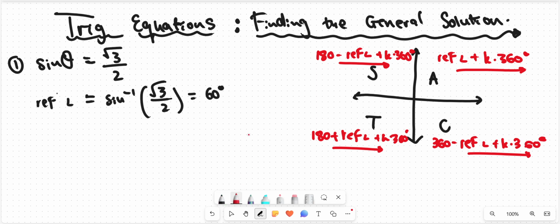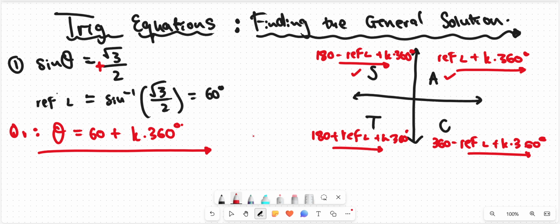Then I need to decide where is my ratio positive, because this fraction here is positive. So I need to decide where is sine positive. Sine is positive there, and it's positive in the first quadrant. So that takes me into quad number 1. And so that one just says reference angle plus k360. So this one would actually read theta is equal to my reference angle plus k360. And there we go. That's one of my solutions.